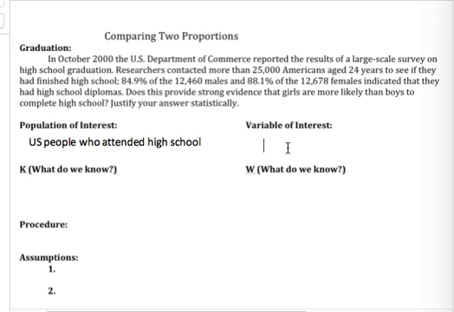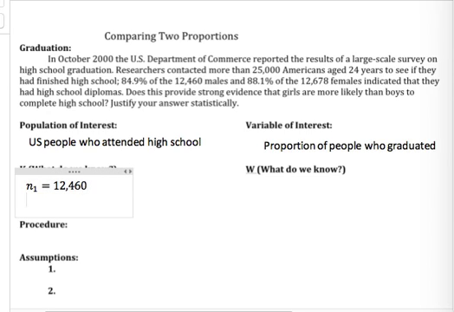The variable of interest. Now, the variable of interest is what? We want to know what? Whether or not they graduated. So it's the proportion of people who graduated. Okay. What do we know? I think we know a lot of things. We know N1, or N males, you could call it whatever you like, is how many people were in our sample.